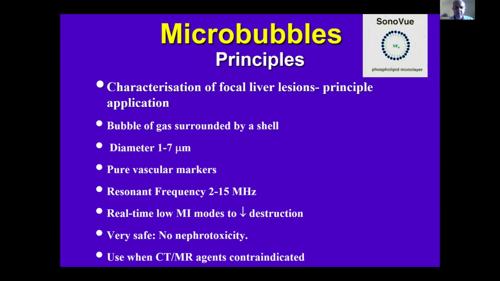We can use real-time low acoustic power modes to image them for up to 5 minutes, and we use low MI modes to decrease the destruction. And that compares to CT and MR, which are just snapshots in the arterial phase or portal venous phase. They're very safe, no nephrotoxicity, as you see with CT contrast agents, no risk of nephrogenic systemic fibrosis with MR agents. And of course, you can use them when MR and CT contrast agents are contraindicated.